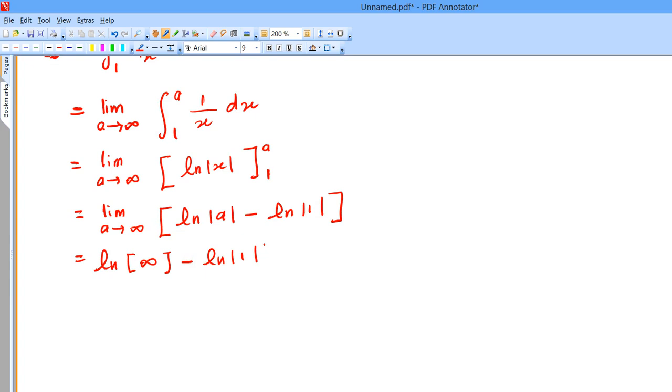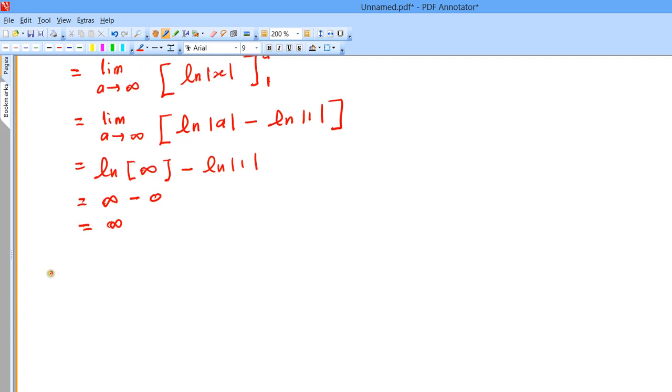Okay, here ln infinity is equal to positive infinity, and ln 1 is equal to 0. So infinity minus 0 is equal to infinity. So we can make a conclusion based on our improper integral: the integral of 1 over x from 1 to infinity dx, since we get infinity, means it diverges.